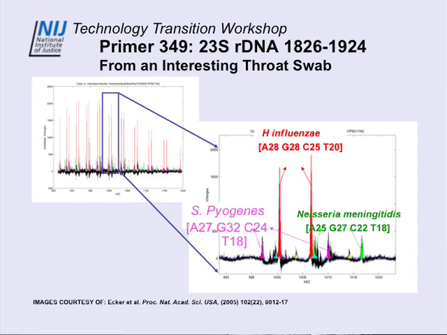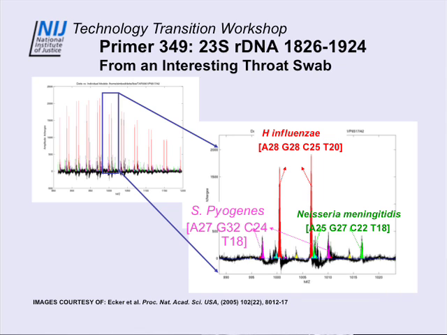And interestingly, looking at the raw mass spectrum here, we see three sets of base compositions. One consistent with strep pyogenes, that was not surprising. One consistent with Haemophilus influenza, which was surprising. And another consistent with Neisseria meningitidis, also surprising. So we weren't asking specifically, is there H. flu present, is there Neisseria present? We were asking, based on these broad-range primers, what's in the sample?